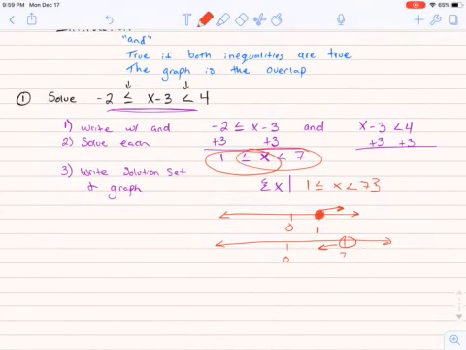Now, together, the intersection is the overlap. Where does this graph overlap? Well, it overlaps at 1 to 7. Here's the overlap. This is the graph of this compound inequality.